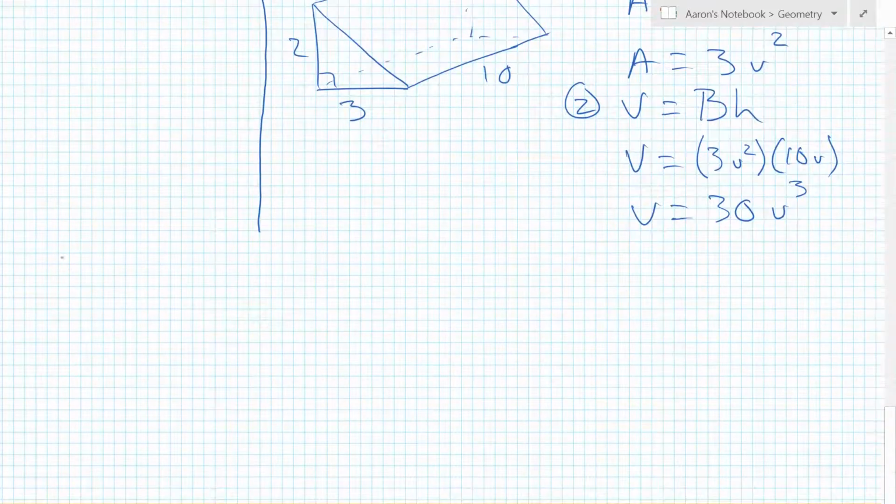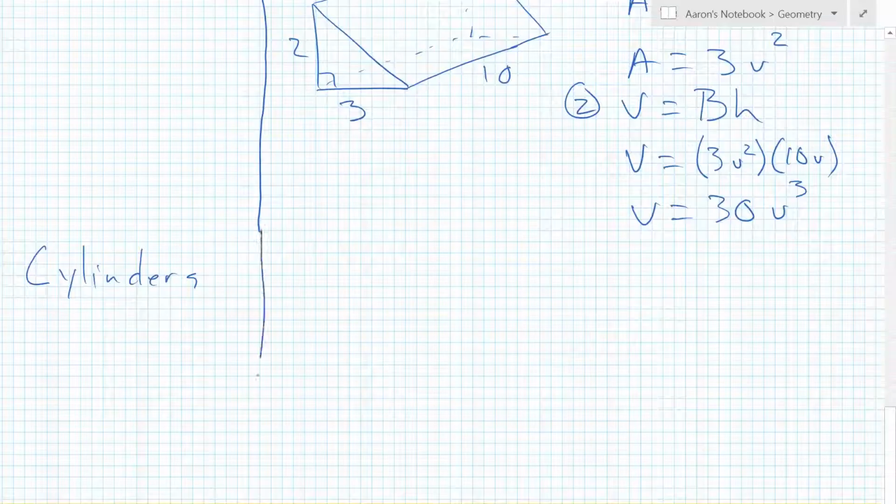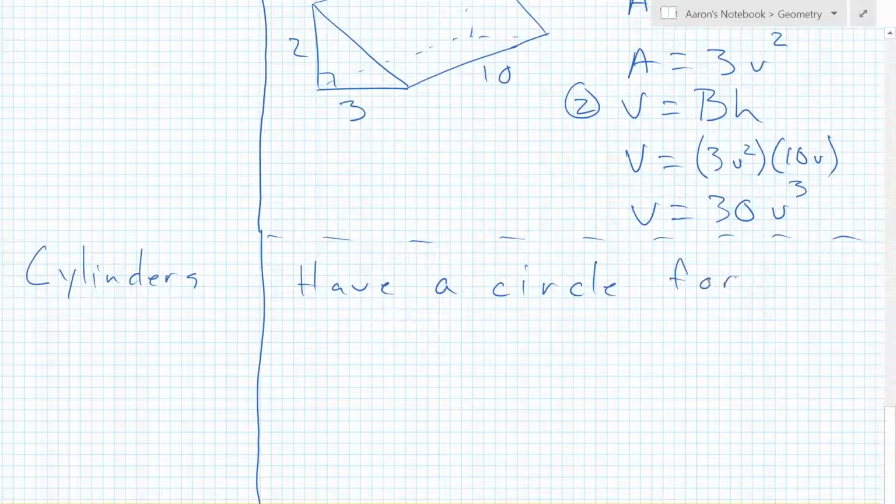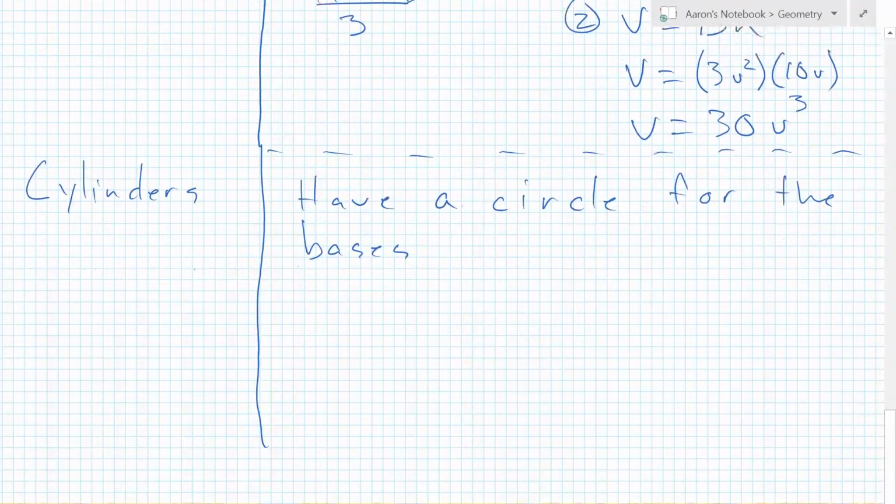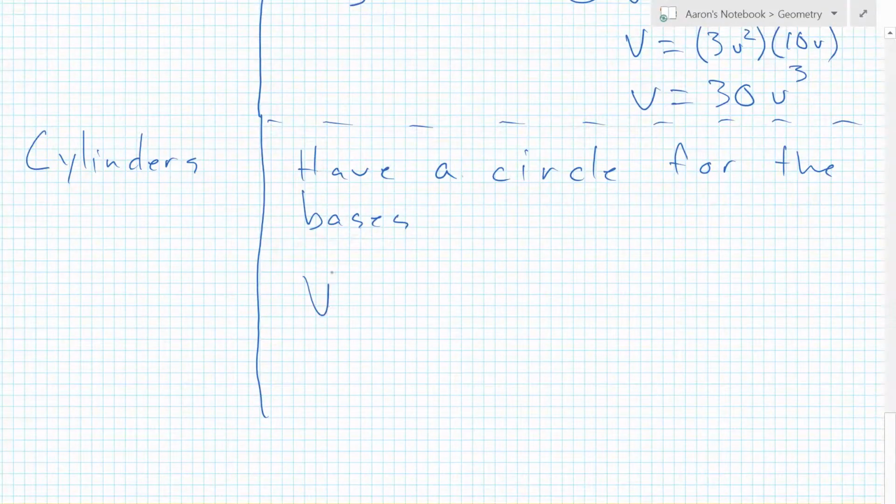Now, cylinders, as we've talked about before when it comes to surface area, really aren't a whole lot different. It's just that cylinders have a circle for the bases. So ultimately, the formula is the same, but if you feel more comfortable, we know that the area of a circle.